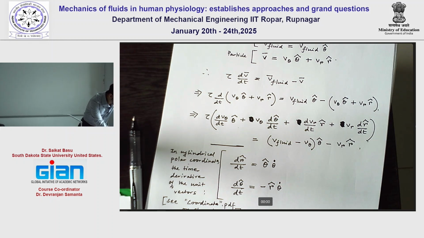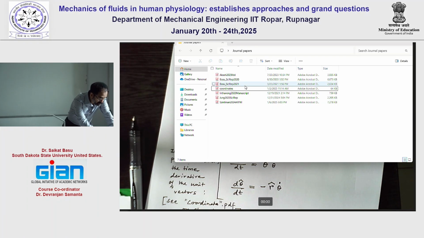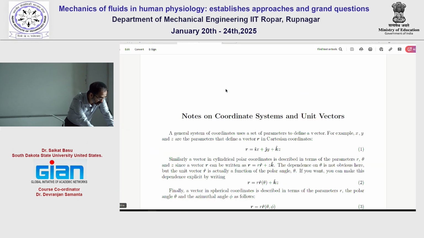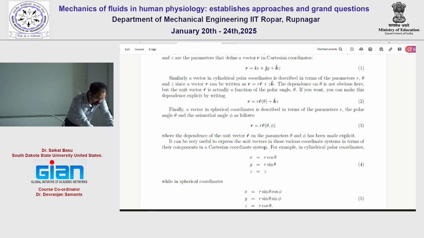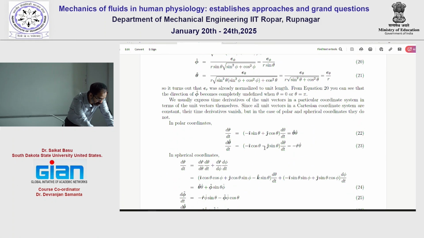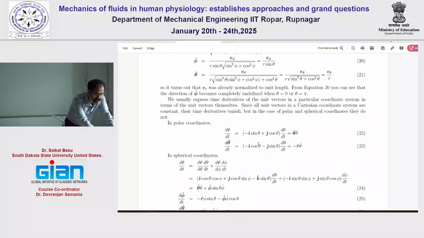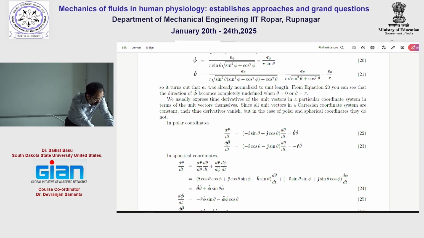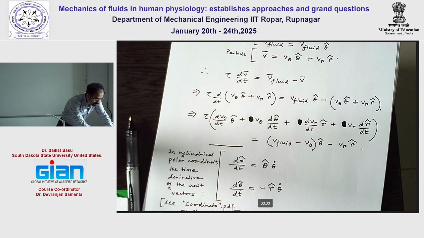So I have uploaded this document. If you go to the cloud folder that was shared with you, there is a subfolder called Channel Papers. There, look up this coordinates document. This has other details about different coordinate transformations. But if you go to the very last page, this is where I show dr dt and d theta dt. So dr dt is theta hat theta dot, and d theta dt is minus r hat theta dot, which is what, if I go back now to the document, is what I had used.